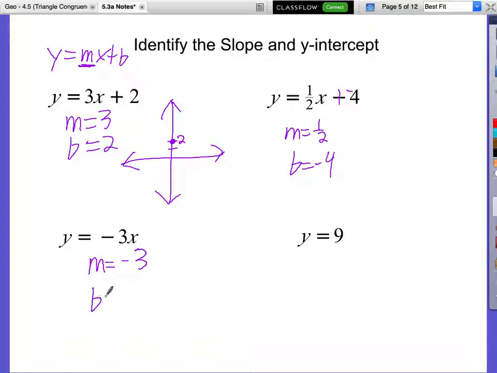0. How do you know it's 0? Because there's nothing there. So if there's nothing there, that means there's a +0. Because we don't write when it's +0, do we? Like, do you write when we add 0 to something? No. So that means if there's nothing there, there's a 0 there. So the y-intercept is 0.